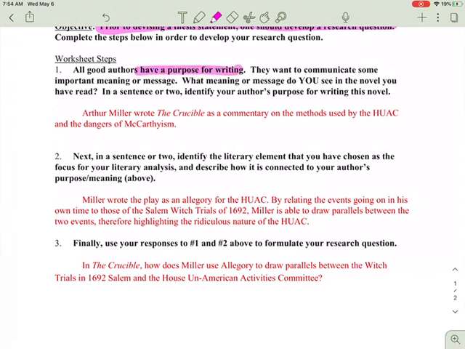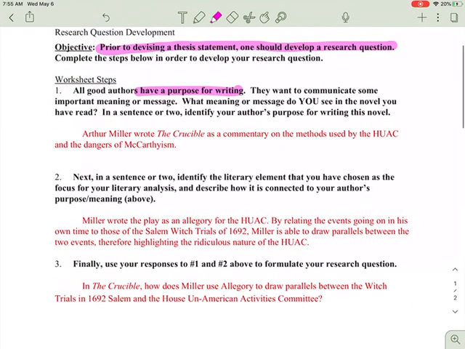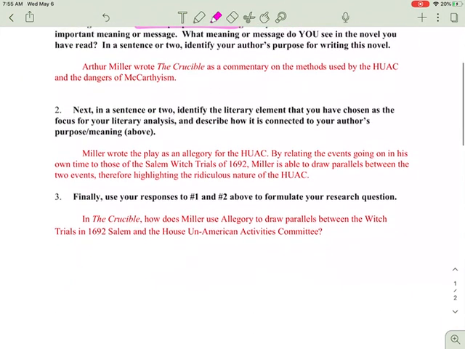It says, all good authors have a purpose for writing, right? And that's what this whole thing is about. They want to communicate some important meaning or message to you. What meaning or message do you see in the novel? In a sentence, identify your author's purpose for writing the novel. At this point, you should all have a really strong idea of this after completing your journals. I'm using The Crucible. I said, Arthur Miller wrote The Crucible as a commentary on the methods used by the HUAC and the dangers of McCarthyism. Great.